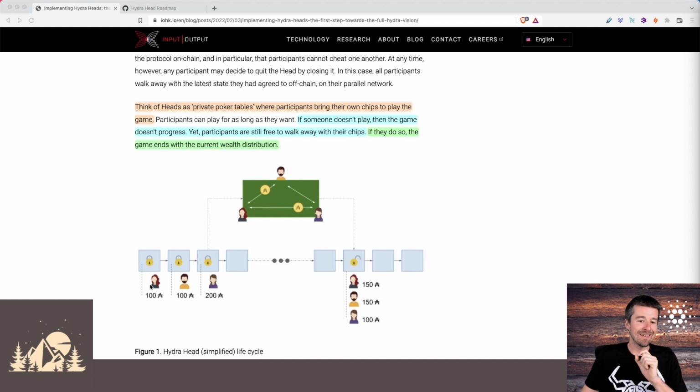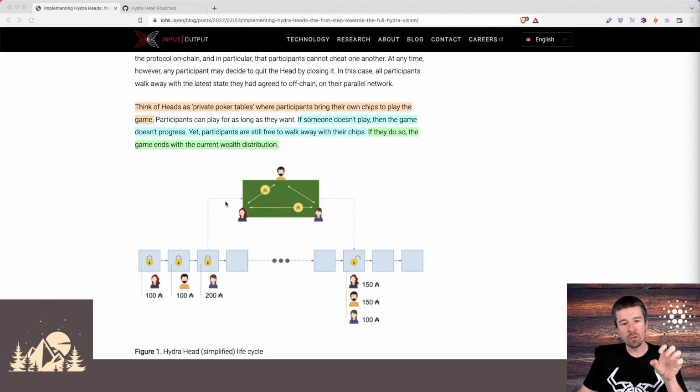So now let's say that Alice, Bob, and Susan all decide to play at this Hydra head poker table. Now, similar to poker, you can't sit at the table and not play. So if someone doesn't play, then the game doesn't progress. And whatever's happened to that point, everyone can just walk away with the chips that they have.